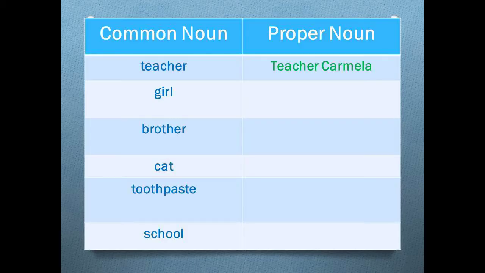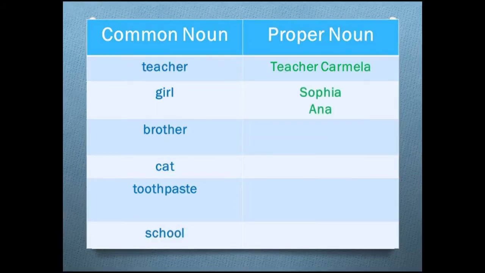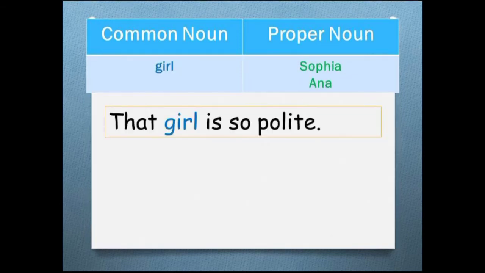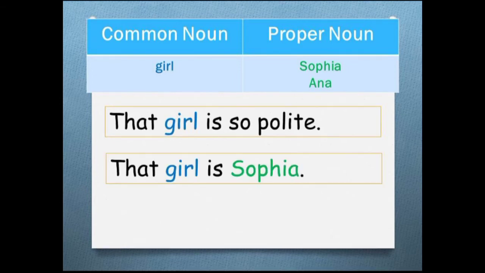Another common noun is girl. Do you know a girl's name? I know a lot of girls' names. Some of them are Sophia, Anna. That girl is so polite. The word girl is a common noun. There are lots of girls, right? That girl is Sophia. Now the name Sophia is a proper noun. It's a specific name of a girl.